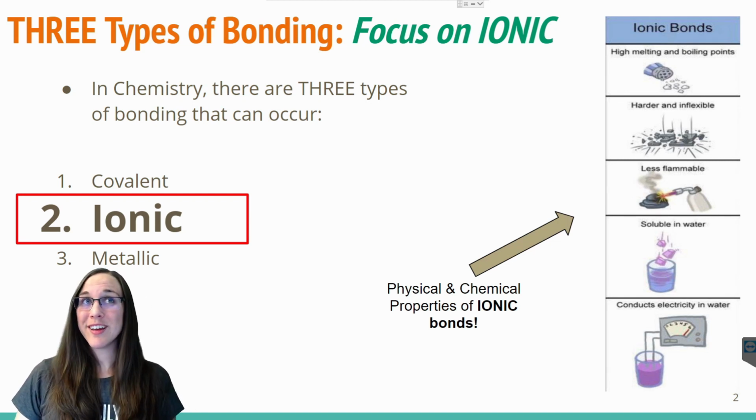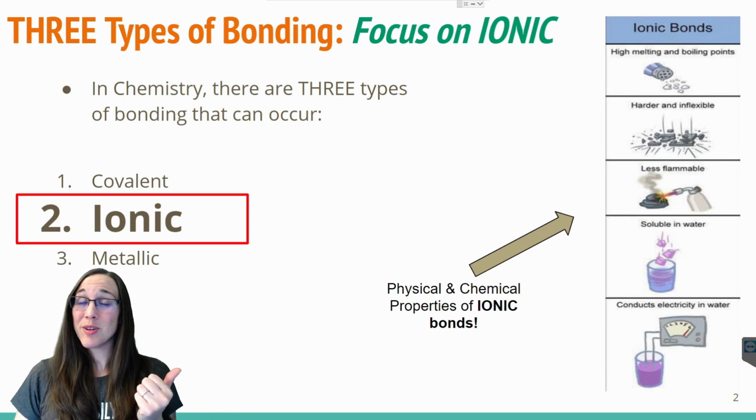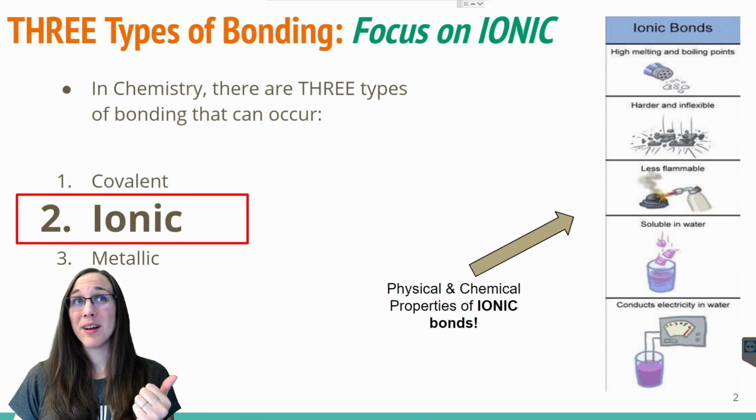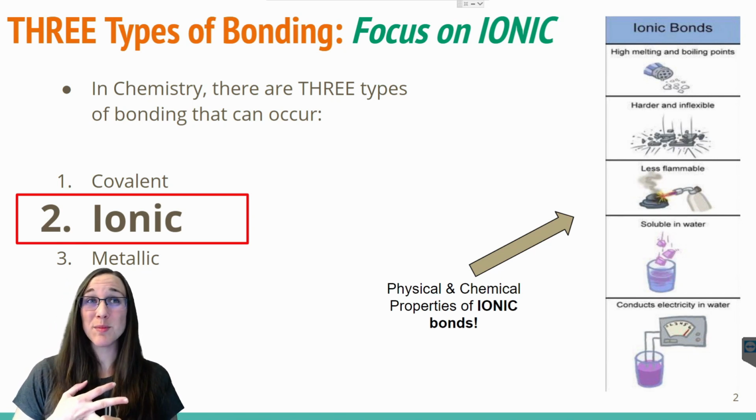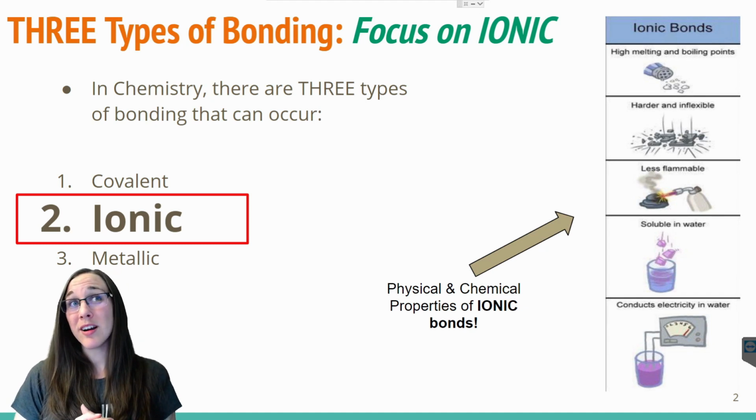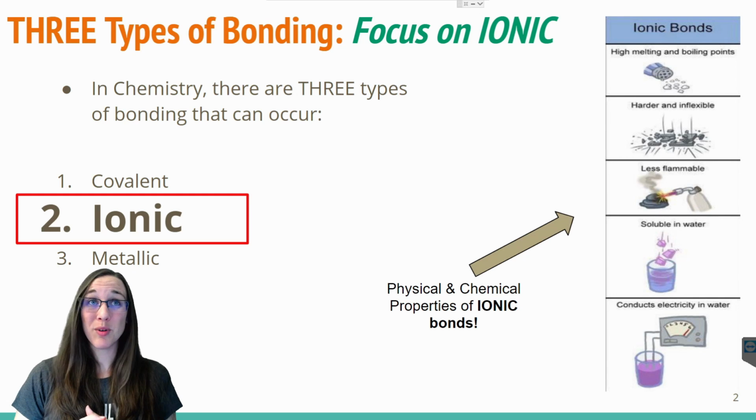bonds. If you check out the little graphic picture over there, you can already tell that ionic bonds are very much different than covalent bonds in the fact that they're less flammable than covalent bonds, they're harder and inflexible, so think like rocks or crystalline structures, they're soluble in water, and they have high melting and boiling points.